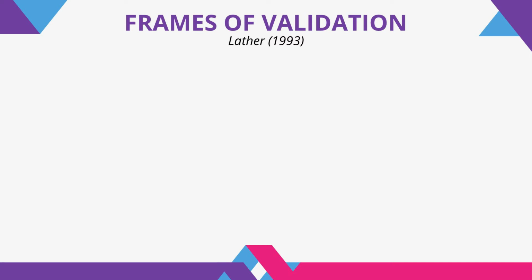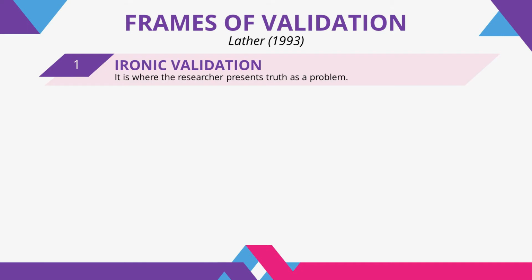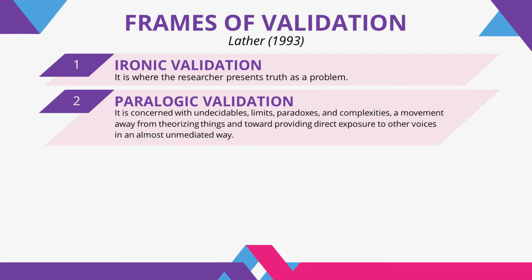Lather in 1993 suggests 4 frames of validation. The first, ironic validation, is where the researcher presents truth as a problem. The second, paralogic validation, is concerned with undecidables, limits, paradoxes, and complexities, a movement away from theorizing things and toward providing direct exposure to other voices in an almost unmediated way.